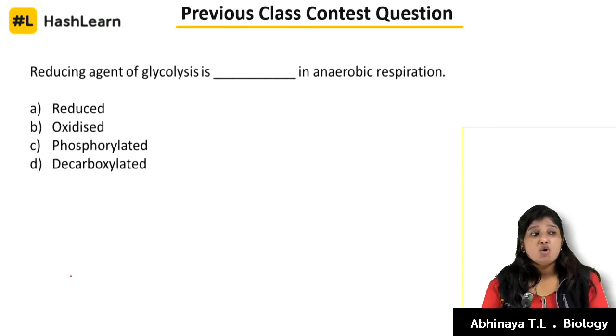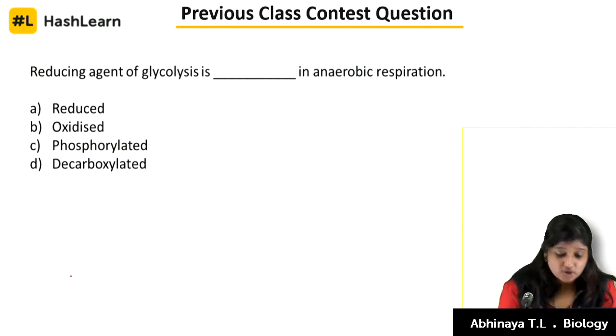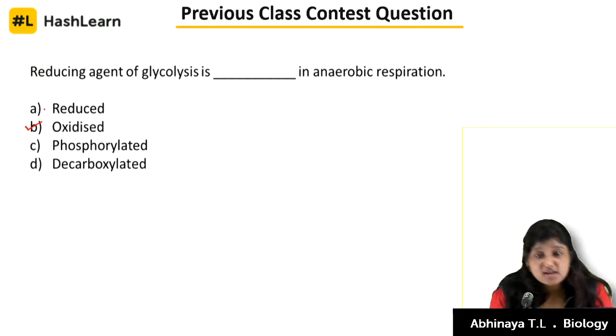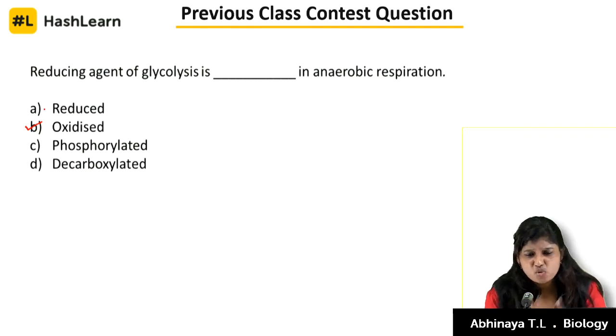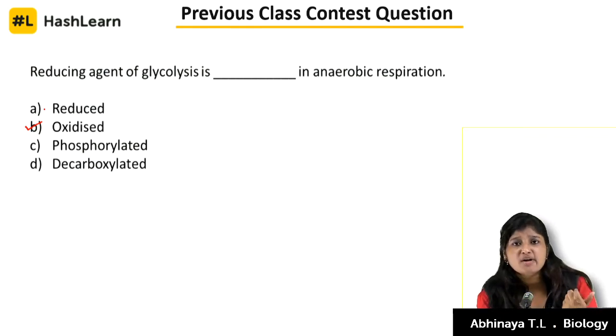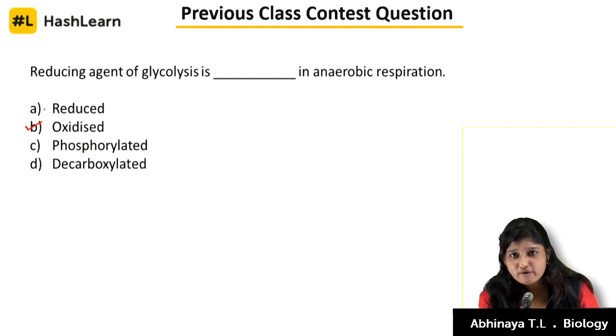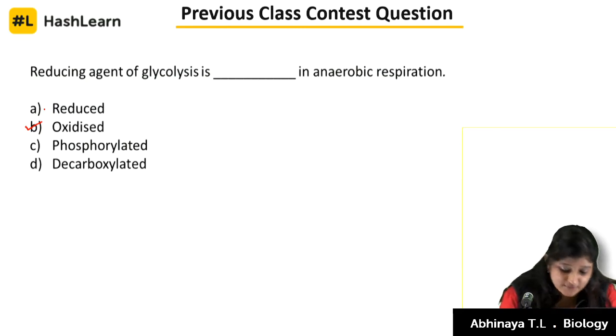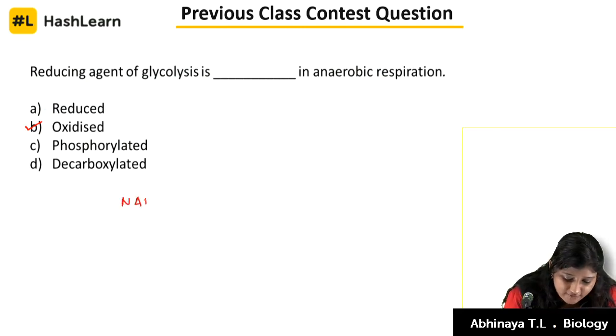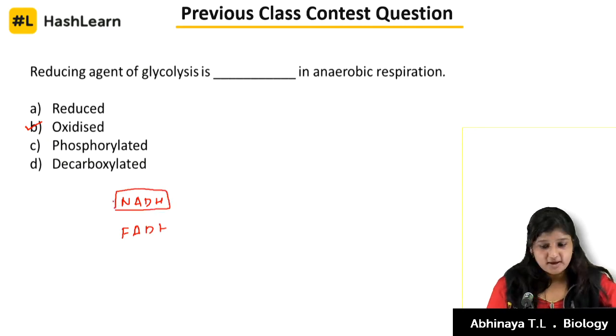Previous class contest question: reducing agent or reduced agent of glycolysis is dash in anaerobic respiration. My friends, it is oxidized. I see that nobody has answered this question. I think you haven't understood what a reducing agent is. Reducing agent is nothing but our reducing cofactors, that's nothing but coenzymes NADH and FADH. As we are talking about glycolysis, we will only talk about NADH.